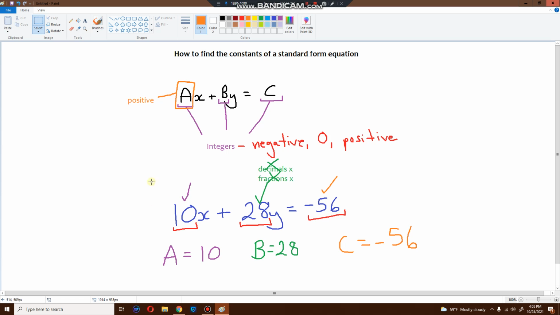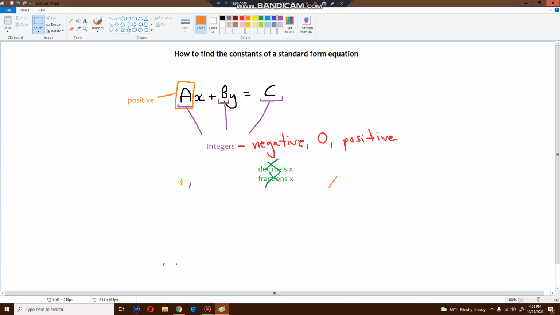Let's take a look at another example. Let me erase all this. We'll see another example over here. How about we take this example, minus 6x plus 9y equals 54. And again, we're being asked to basically find the constants. What number is in front of each of these letters, the variables x and y, and what number is being equal to. Now we have a problem over here.